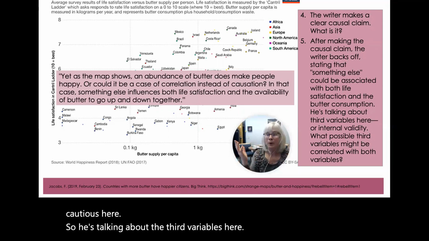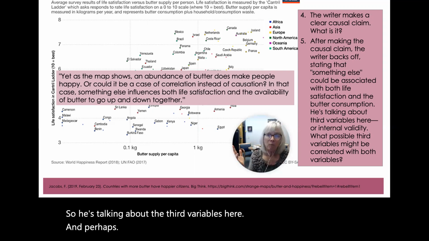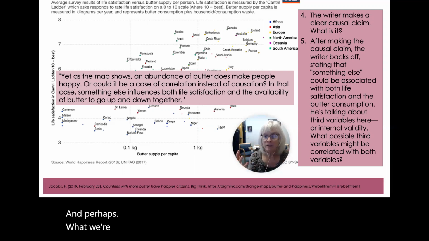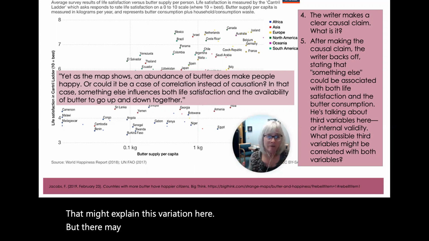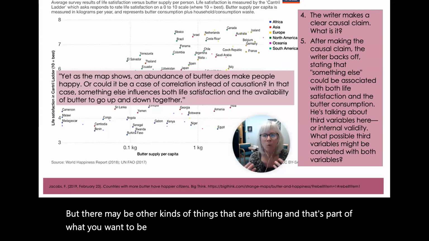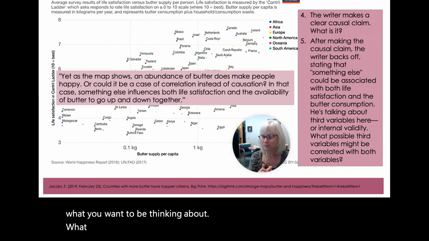And perhaps what we're looking at are differences in wealth. That might explain this variation here. But there may be other kinds of things that are shifting. And that's part of what you want to be thinking about. What is happening here?